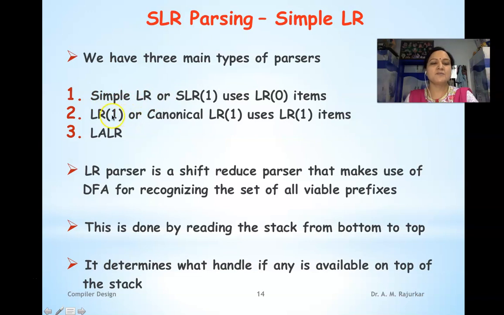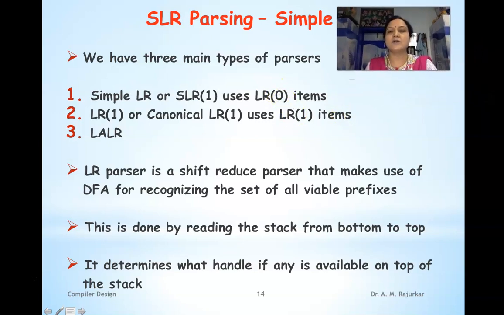Now the second type of parser we have just seen is the LR1 parser, which uses one lookahead. It is also called the CLR parser or canonical LR1 parser. It uses LR1 items. So there are two types of items: one is called the LR0 item, the other is called the LR1 item. The LR0 item is used in the SLR1 parser and the LR1 item is used in the LR1 as well as LALR parser.